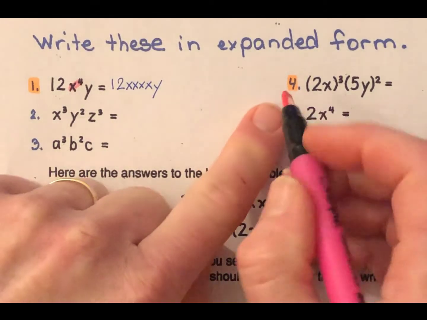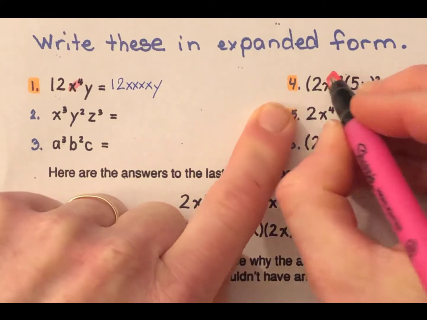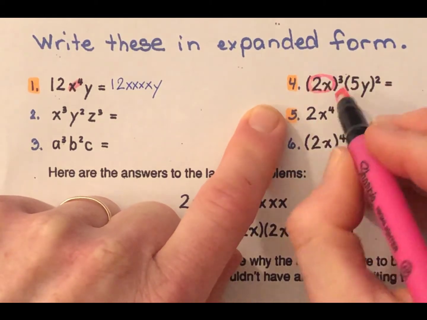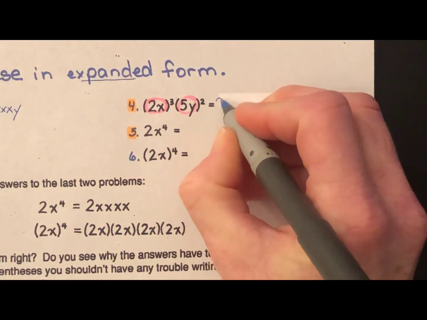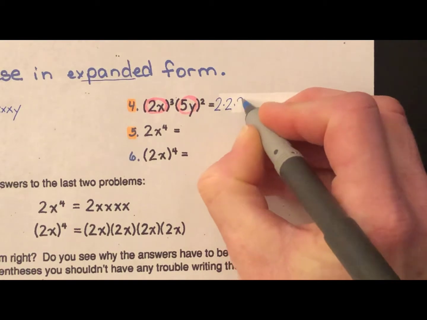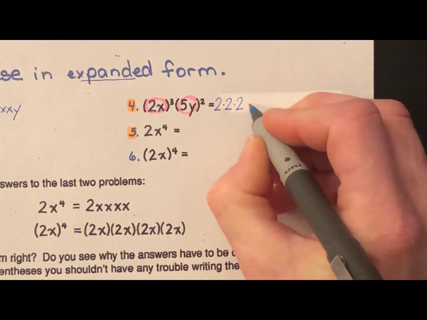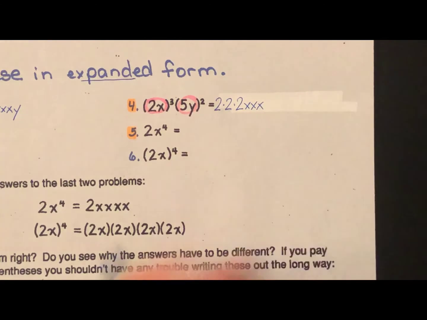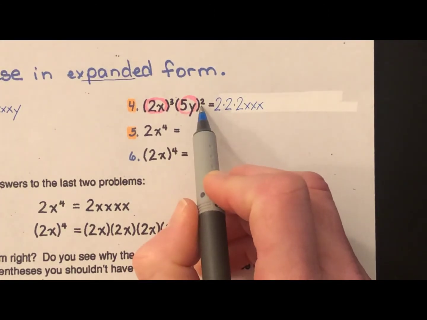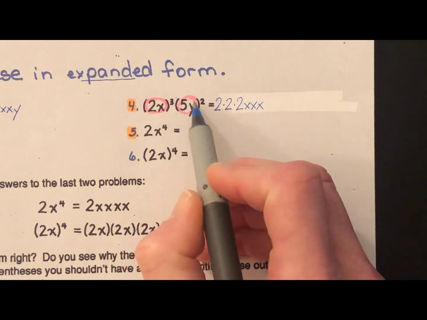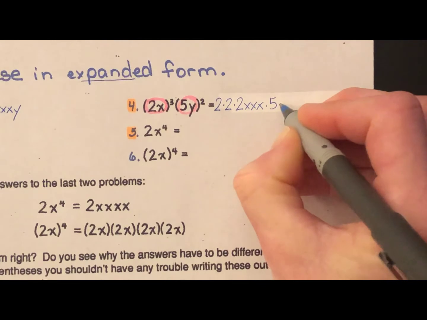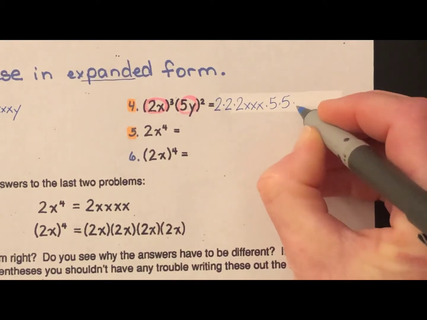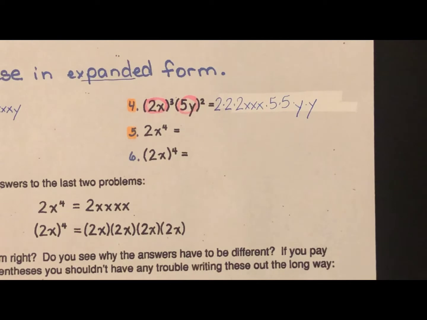Now, look at number 4. What is cubed? Well, everything inside this parenthesis is cubed. So then, 3 times will be 2 times 2 times 2, x 3 times, x times x times x. And then we've got something squared. What is squared? Everything inside this parentheses. 5 and y are both squared. So we're going to do times 5, and y is squared, times y, times y. There we go. I wrote the whole thing out in expanded form.